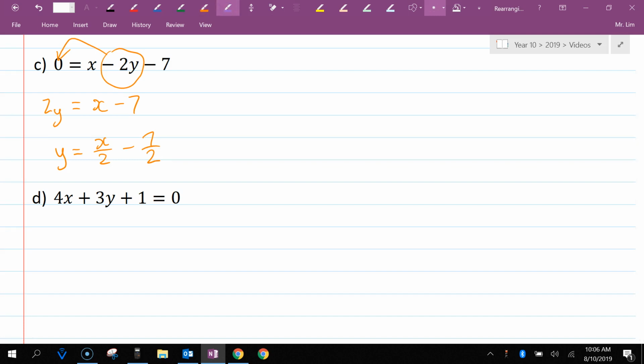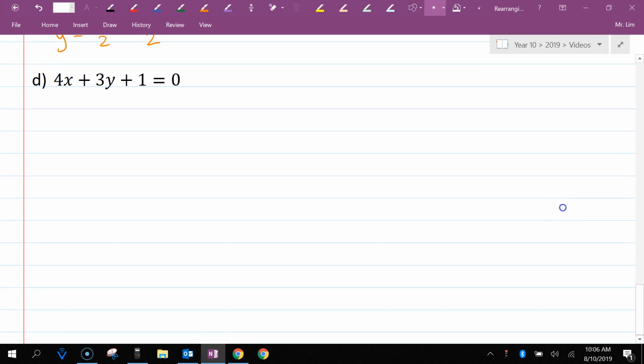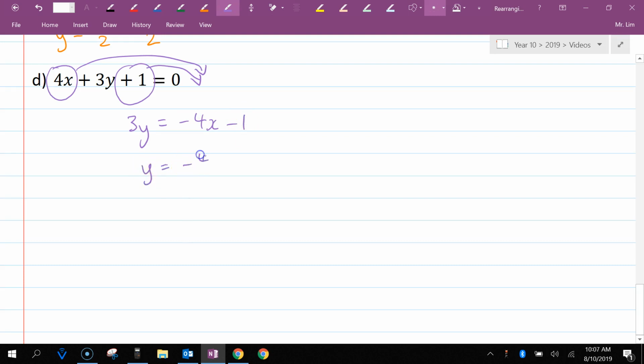And last question, question D. I see that the coefficient of y is positive, so I'm going to move these ones to the other side. That will leave me with 3y is equal to minus 4x minus 1. Divide both sides by 3 and I get y is equal to minus 4 over 3x minus 1 over 3. And now that's in gradient intercept form.